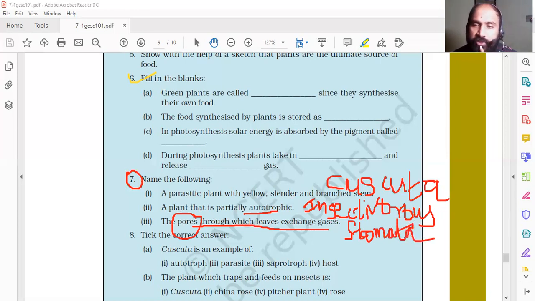Let's move on to the eighth question. Cuscuta is an example of autotroph, parasite, saprotroph, or host. Cuscuta, as you know, is a parasite. So, example for parasite.